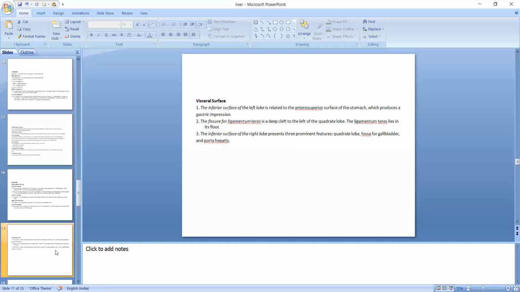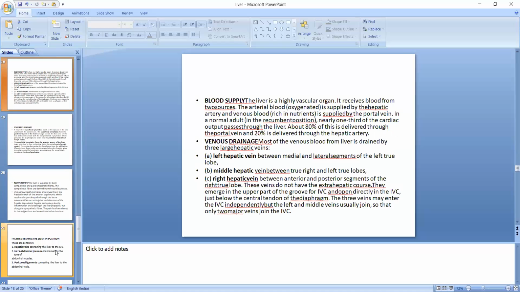And the relations of the visceral surface: the inferior surface of the left lobe is related to the anterior superior surface of the stomach, which produces a gastric impression, and the fissure of the ligamentum teres is a deep cleft to the left of the quadrate lobe. The ligamentum teres lies in its floor, and the inferior surface of the right lobe presents three prominent features, that is the quadrate lobe, fossa for the gallbladder, and the porta hepatis.